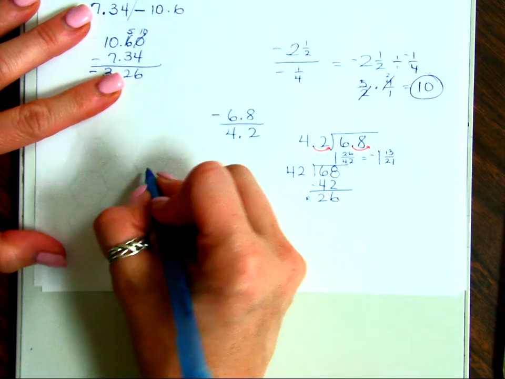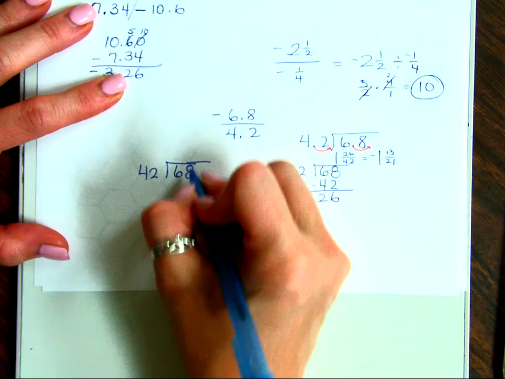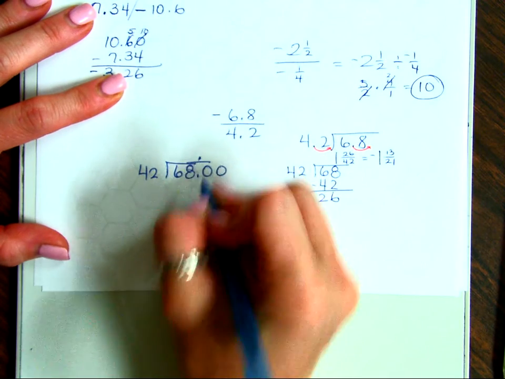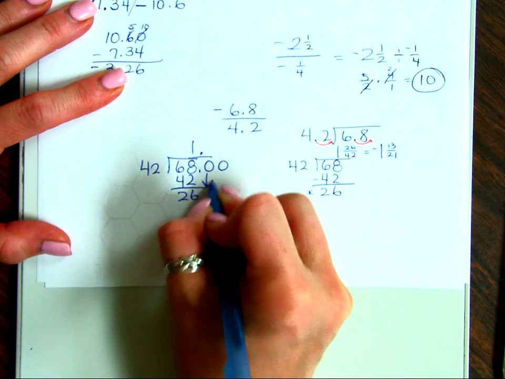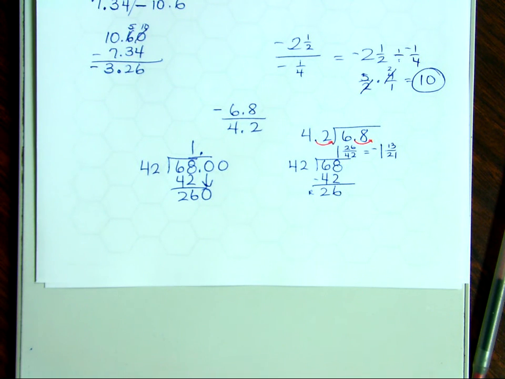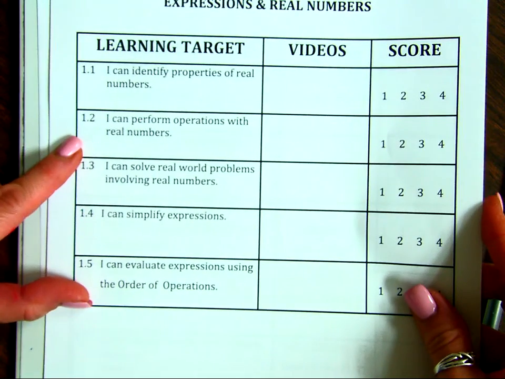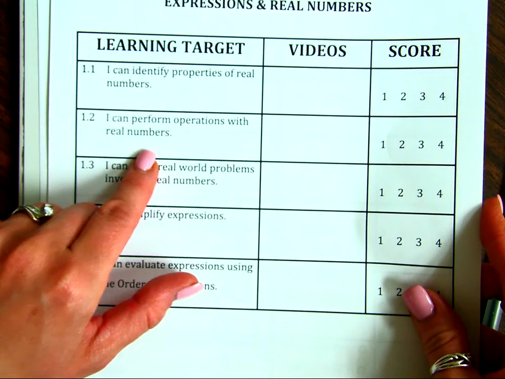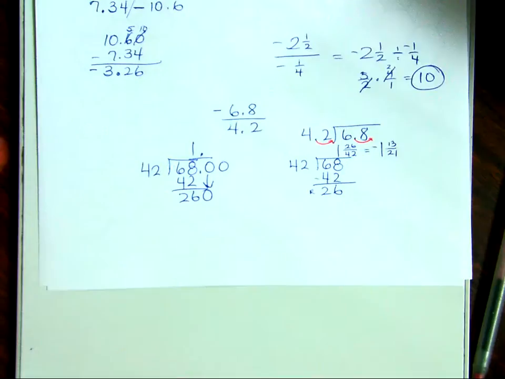If you went the decimal route, which I probably wouldn't, then you would just do this, right? Bring that decimal straight up. 1. That's going to give you 26. Then you would bring down that 0, and then you keep going and going, depending on if it's terminating or repeating. So that is your refresher, your review for Unit 1, Learning Target 1-2, performing operations with real numbers, because you're going to have to do these a lot this year. So it's a good way to kind of start the year off.